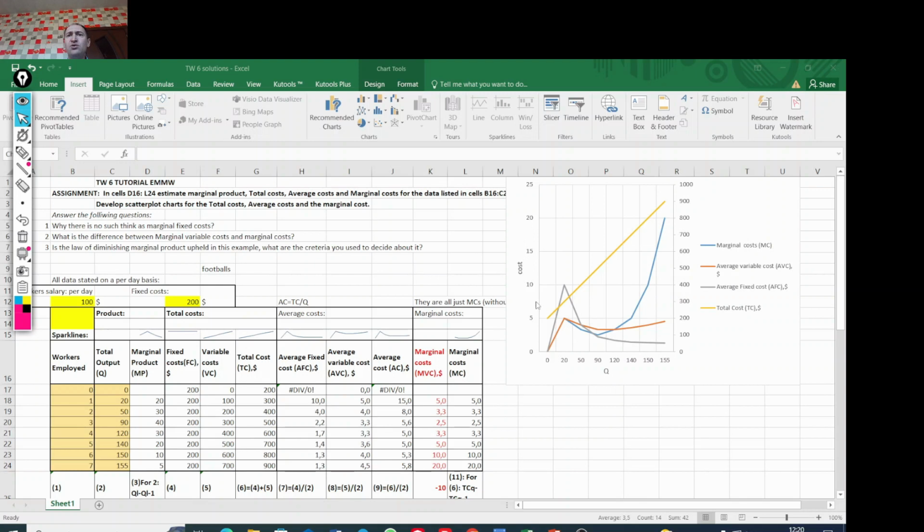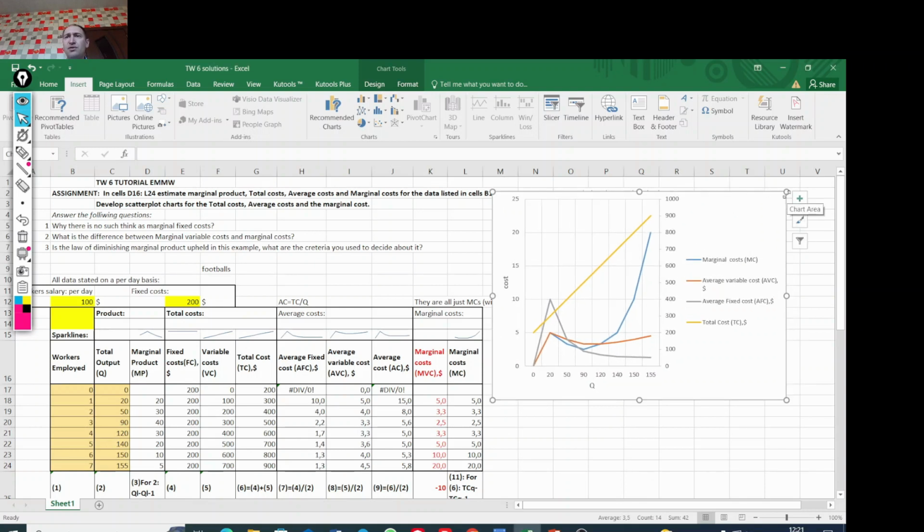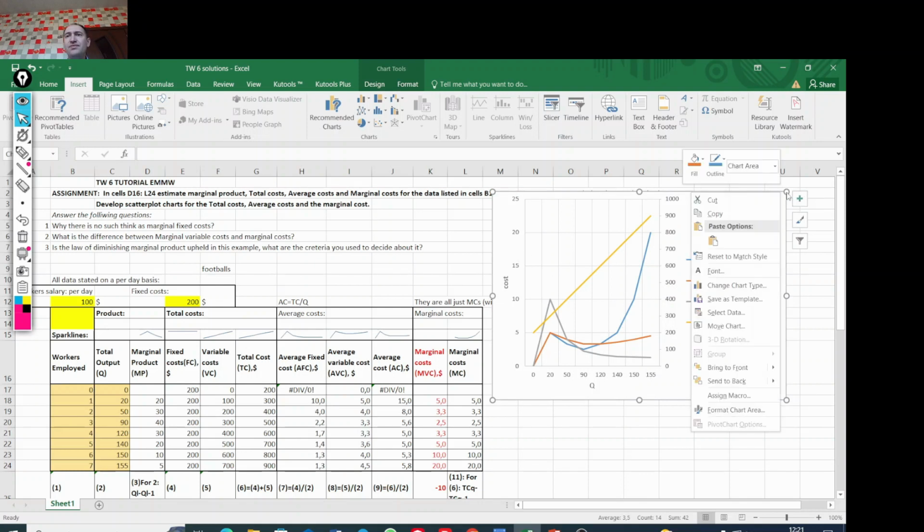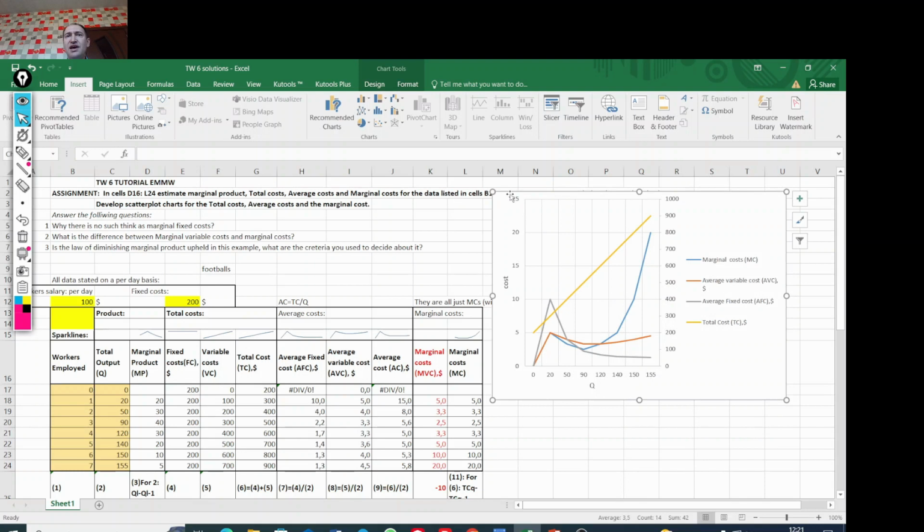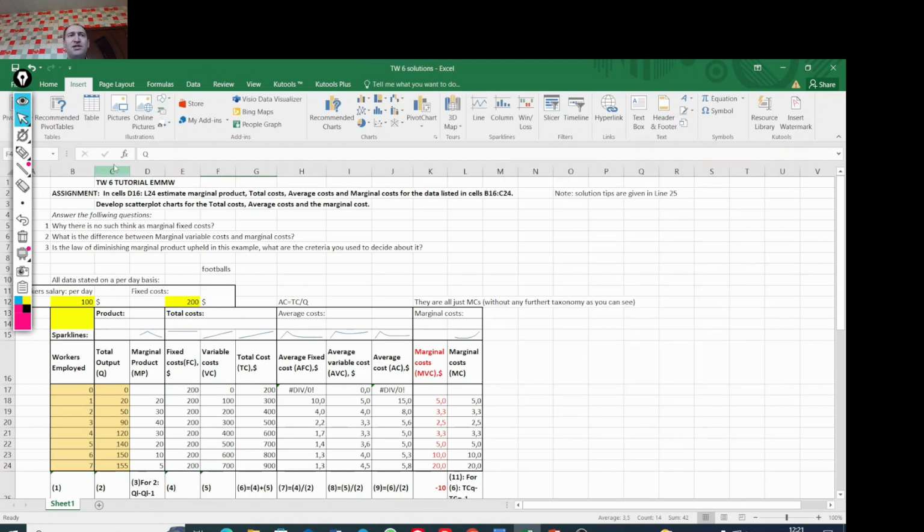On the y-axis we had cost, and on the x-axis we had quantity, not of labor employed, but the quantity of the output produced, right? So it's that Q depicted here. Let me show you one more time on the record how to develop this sort of chart. Let me first cancel it, and we'll try to replicate the process through and through, step by step.